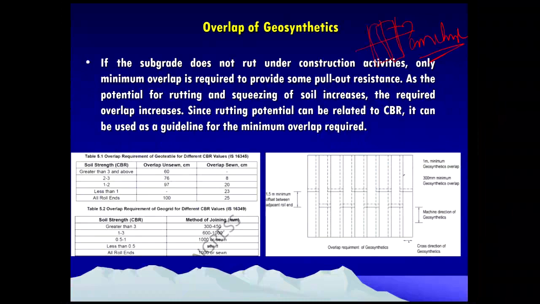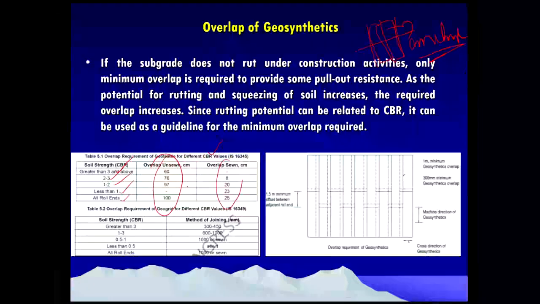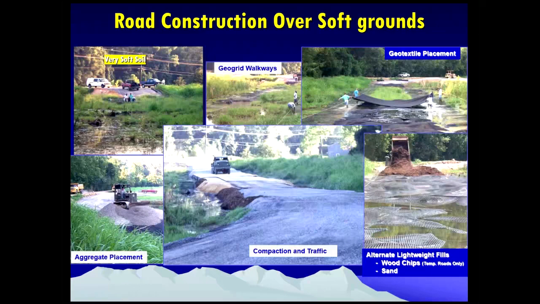The code has given the overlap requirement for geotextile for different CBR values: soil strength greater than 3, 2 to 3, 1 to 2, and less than 1. The overlap is a minimum of this value for different geotextiles. You can just follow these guidelines, because the overlap is a very important criterion in achieving good performance of the pavement.